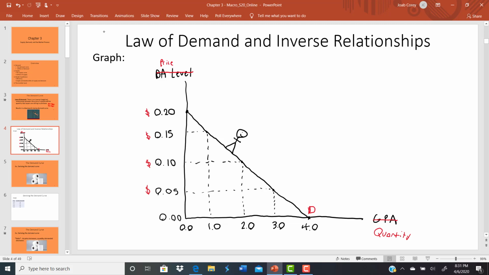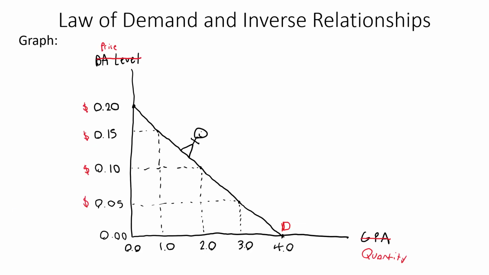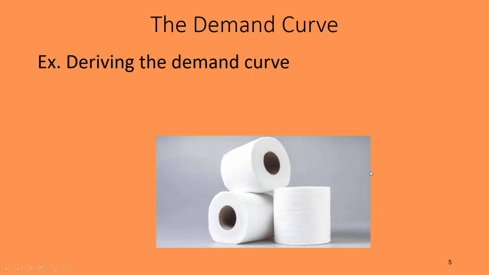So again, when we talk about the law of demand, it's an inverse relationship between price and quantity demanded, right? Again, any inverse relationship is going to be a downward sloping curve. So moving forward here, let's go ahead and derive ourselves a demand curve. And to be timely, let's just say we're talking about the demand for toilet paper.